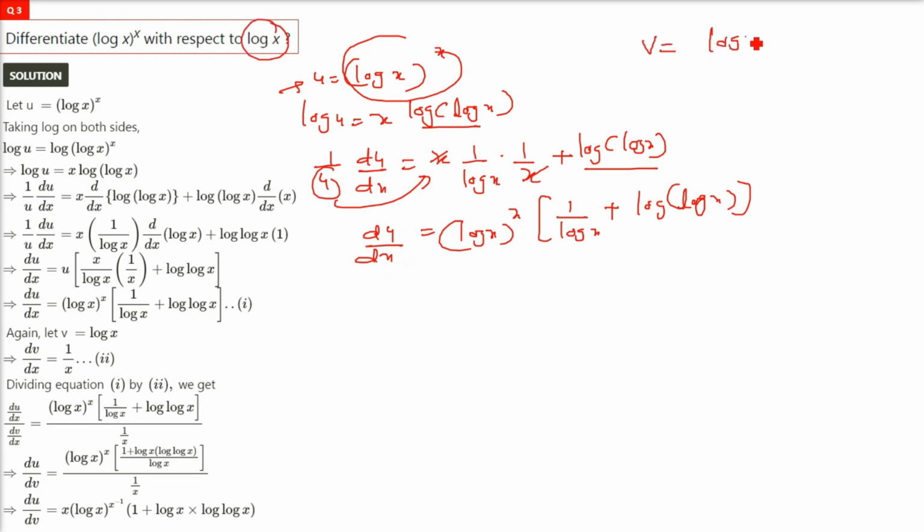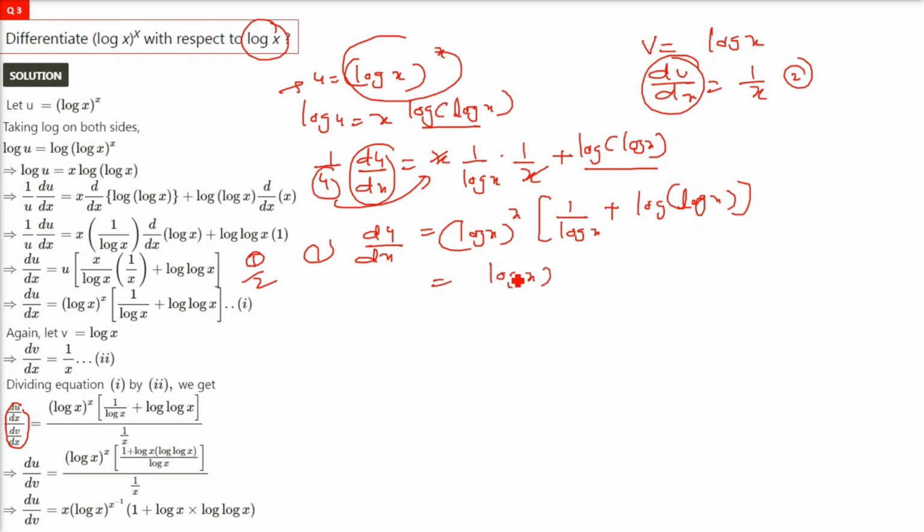V is equal to log x, dv by dx. Differentiation of log x is 1 by x. So du by dx divided by dv by dx we have to find out. So you get du by dv. That's what is expected. So let us divide it by 1 by x. Let us solve this first, and then we'll divide it by 1 by x.